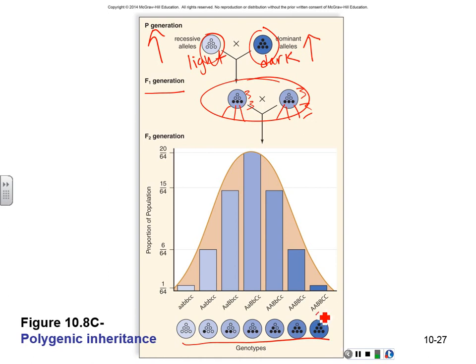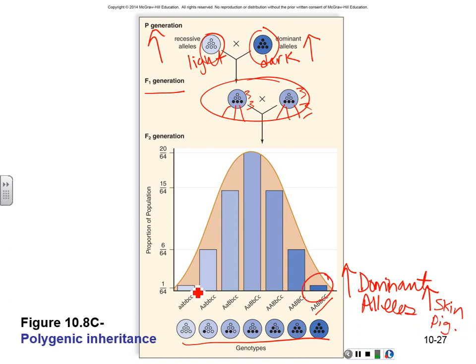These are all the possible combinations that you can have for offspring. And you can see that if you have an increase in dominant alleles, you're going to have an increase in skin pigment. So this is darker skin, this is lighter skin. So it has to do with the polygenic inheritance of pigment or skin color.